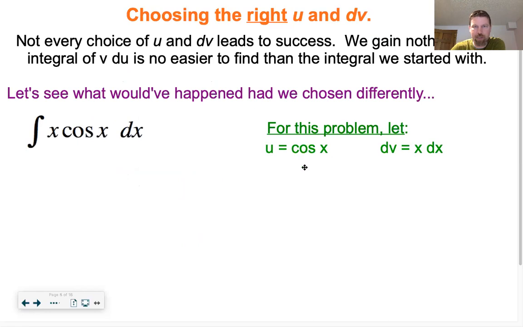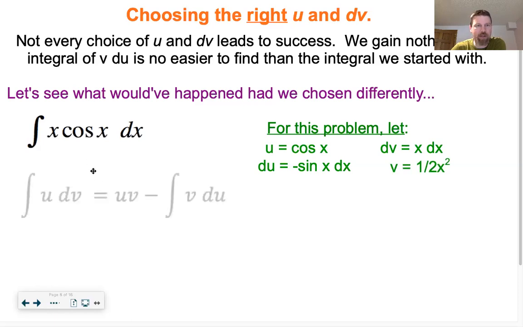So if u is cosine of x, the du would be negative sine of x. Derivative of cosine is negative sine, times dx, of course, right? Antiderivative of dv, so antiderivative of x dx would be 1/2 x squared, right? And then we're going to plug it into our integration by parts formula and see how it works.